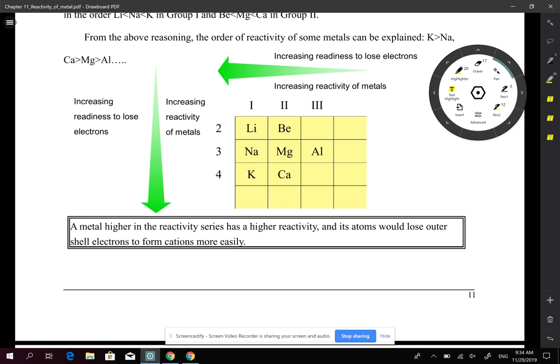Okay. Then answer by the two reasons. Fewer electrons in the outermost shell, more reactive, higher reactivity. And as the number of electron shells increases, higher reactivity.